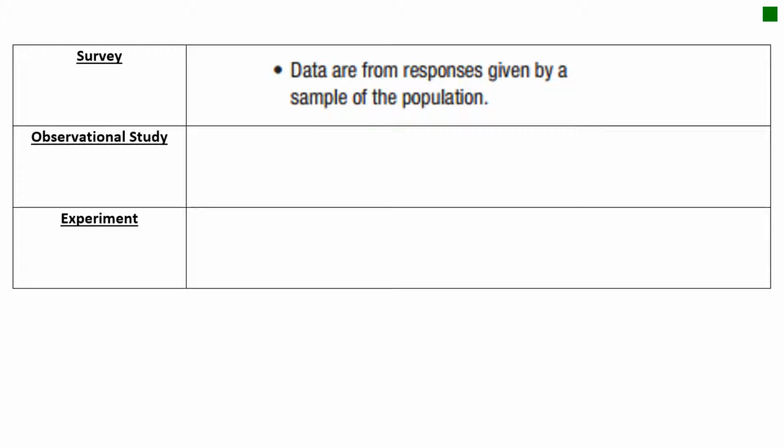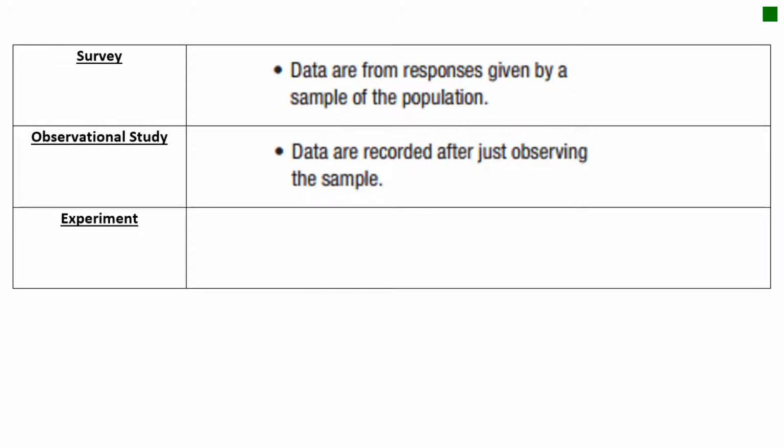So first of all, we have a survey. Data is from responses given by a sample of the population. We just want to make a general conclusion about what's going on. So you're writing that down. Write that down there, okay? An example of this is whether the student body is happy with the prom theme, or whether the student body is happy with the tater tots that they serve in the cafeteria. We just ask everybody, okay?